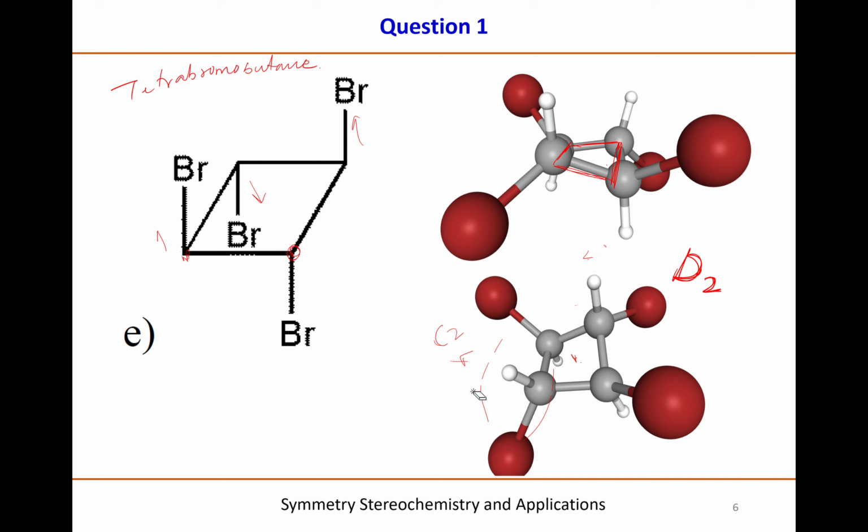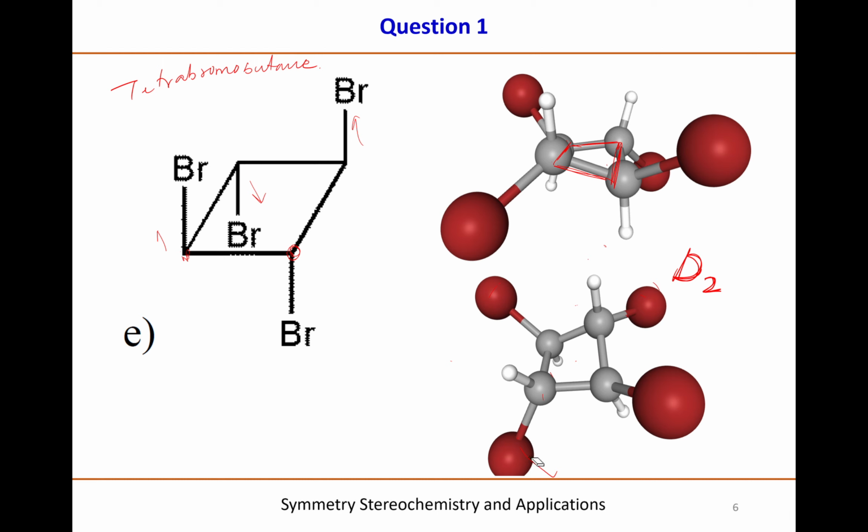Suppose here we cut the molecule into two halves like this, from here. Okay, here. So this half is the same as this half, right? Both the halves are the same, and in both cases the bromide group is upside only, right? So here a plane of symmetry is present, correct? Plane of symmetry is present.